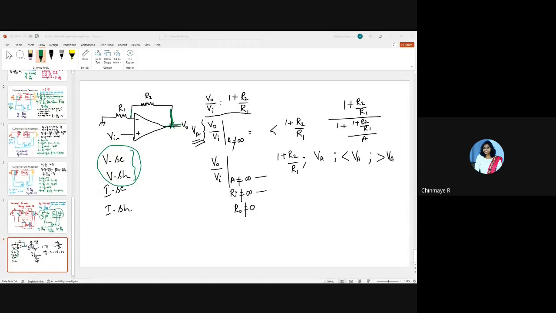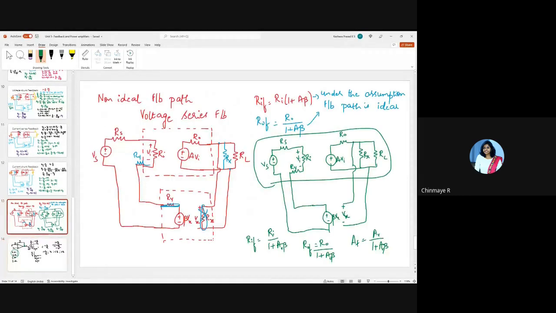Yesterday, we saw how the input impedance and the output impedance behave with the closed loop amplifier, as in whether it gets increased or decreased and by what amount. So we saw 4 cases, all ideal, for 4 different kinds of amplifiers.